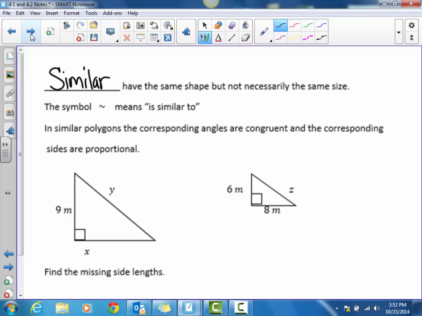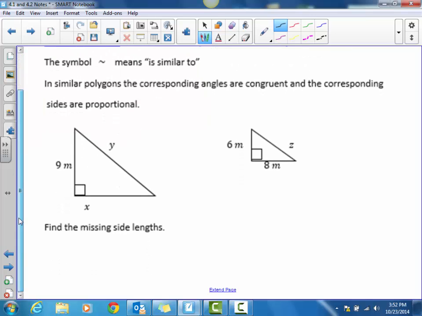Similar shapes have the same shape, but not necessarily the same size. This little curly tilde means "is similar to." In similar polygons, the corresponding angles are congruent and the corresponding sides are proportional. So I want us to find all the missing links. So let's look at the information I have.